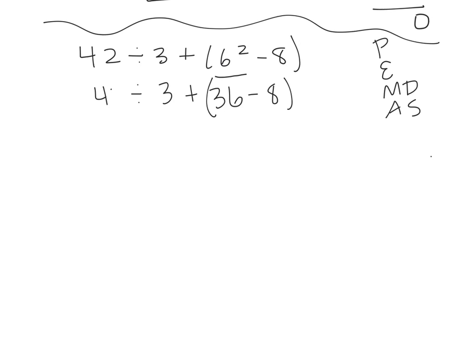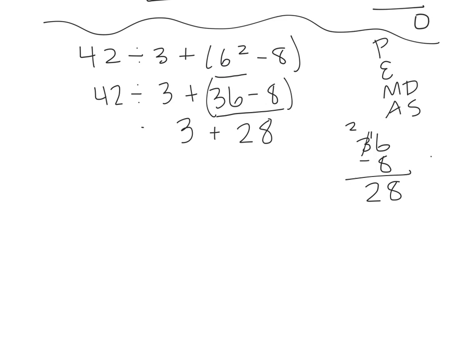Copy everything else down, my friends. Now I know I have to do the rest in parentheses next, but I'm not going to do that in my head. I'm going to borrow on paper, and I know 16 minus 8 is 8. And 2 minus nothing is 2. Therefore, my answer is 28. Copy everything else down.